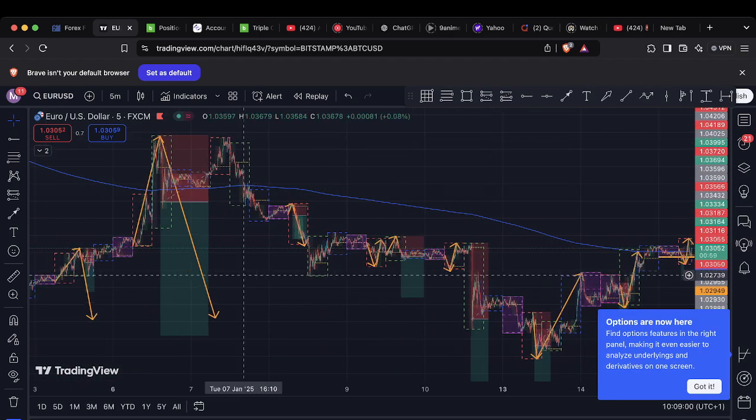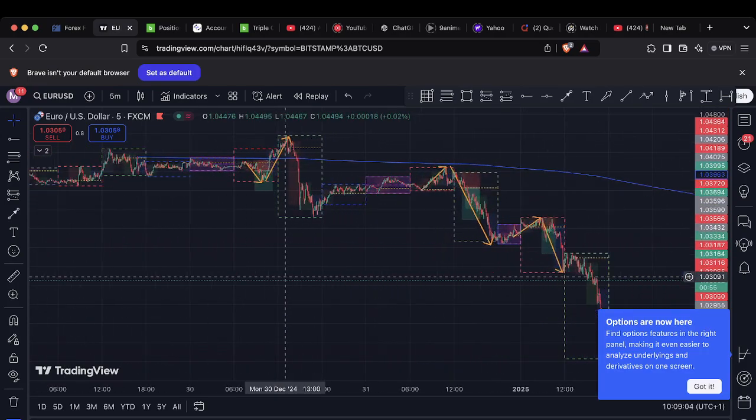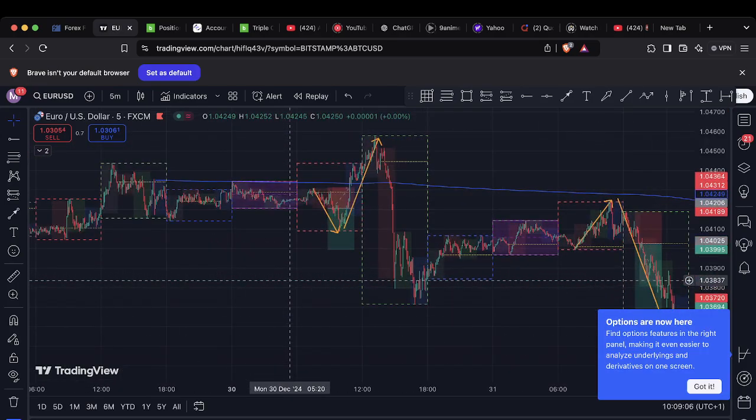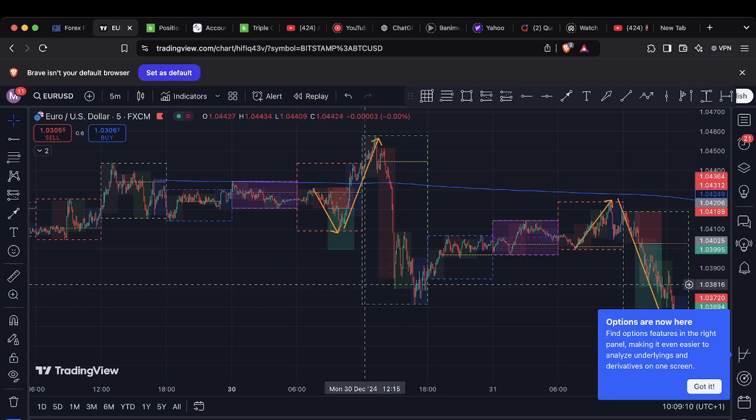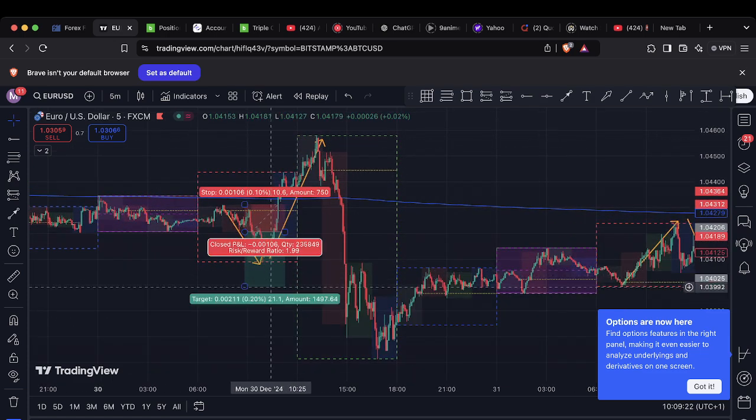Then the question now is, why am I going for 1:2? All right, so let's do the calculation. 1:2. Let's assume we are risking $100. If your risk to reward ratio is 1:2, it means if I'm risking $100, I stand to make 200. So now let's do a simple mathematics.